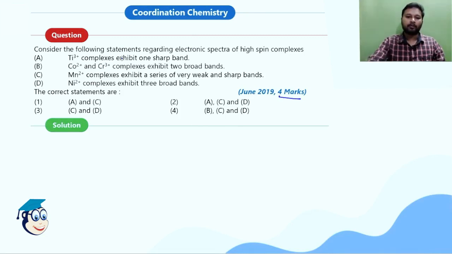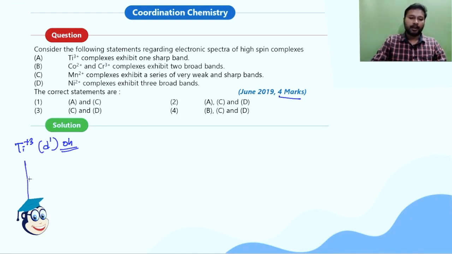Talking about the first statement, it says titanium in +3 complex exhibits 1 sharp band. Now titanium in +3 will actually be a d1 species, and it is octahedral. So you have to go for the Orgel diagram of that. D1 in octahedral has an Orgel diagram something like this. This is T1g, this is T2g, and this is Eg. So the transition will be from T2g to Eg.